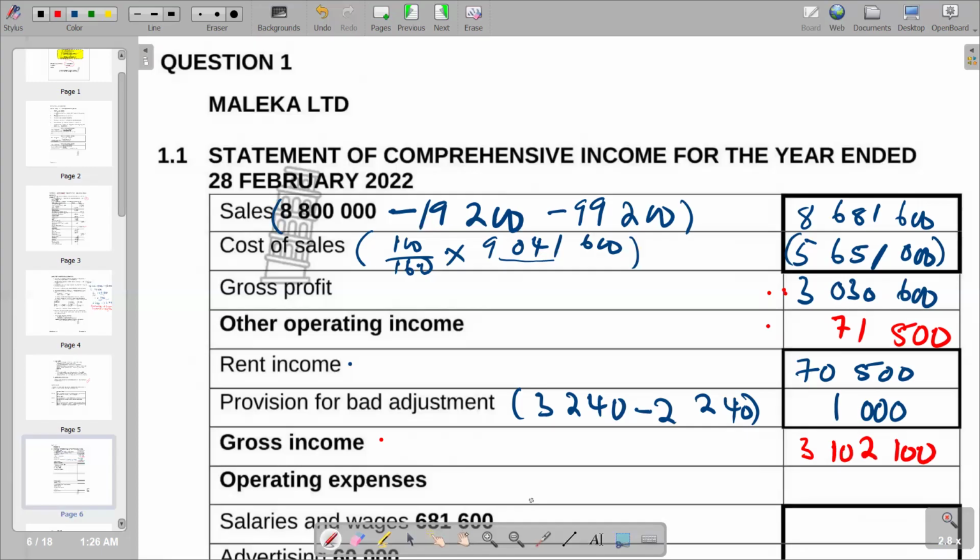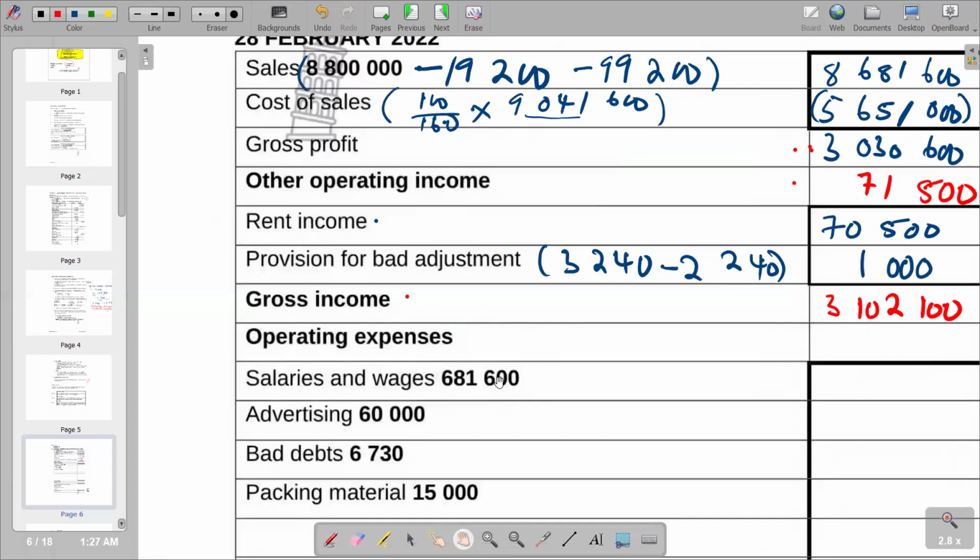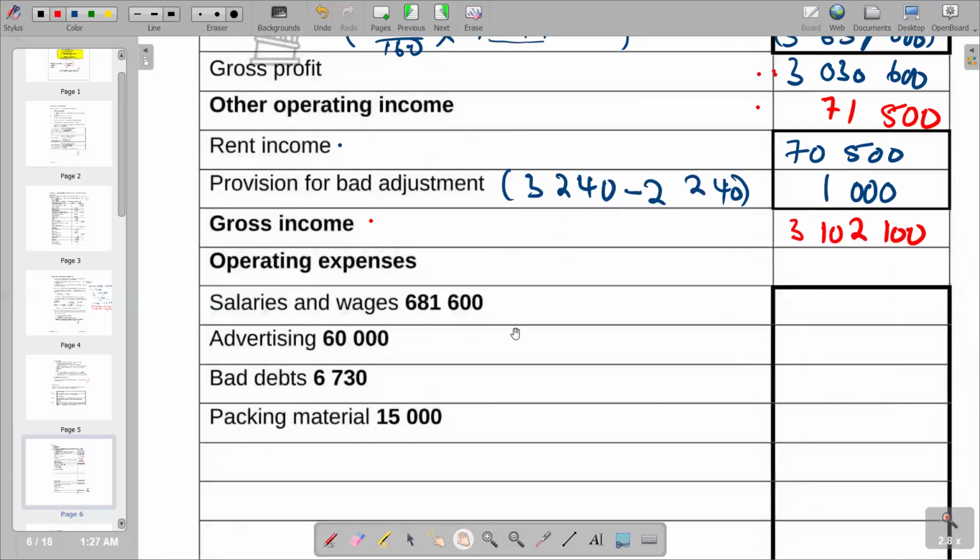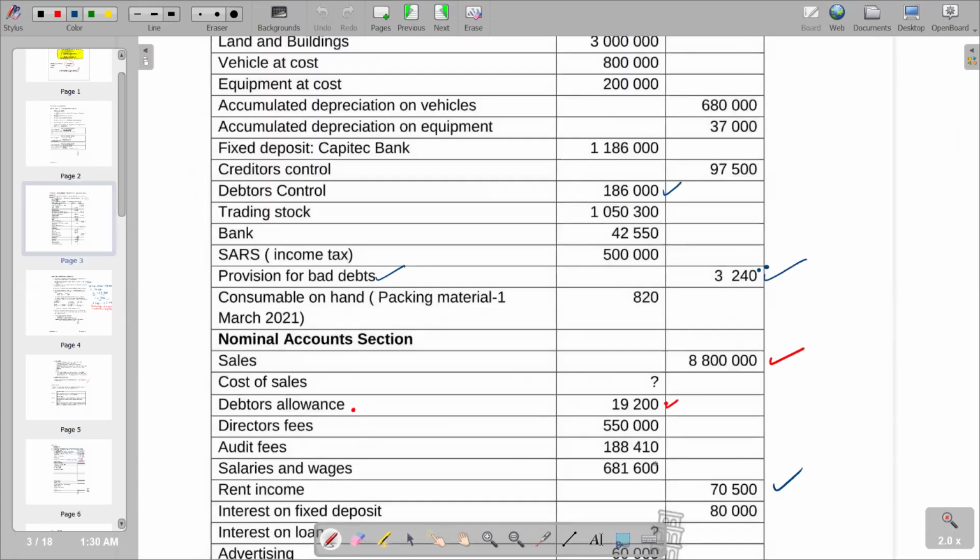Then from there, we can now go down to calculate our total for operating expenses. So we are going to start by trying to see in terms of our salaries and wages. On our salaries and wages, we're given 681,600, which is the figure that we are given in the list of balances. So if you come here, you see that which is the figure that is pre-entered in our answer section.